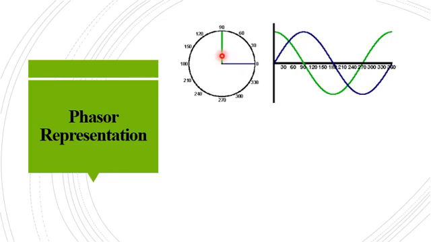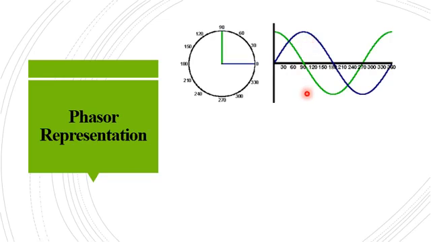So the green wave is having the maximum value, and after 90 degrees what will happen? The blue wave will also have the maximum value. So this is how we can represent two sinusoidal quantities having a phase difference.